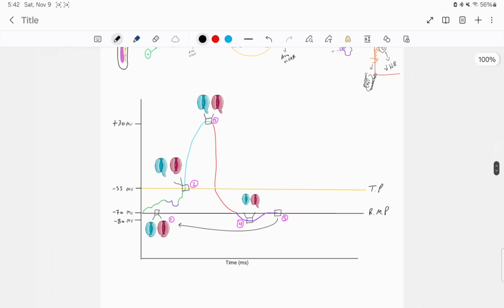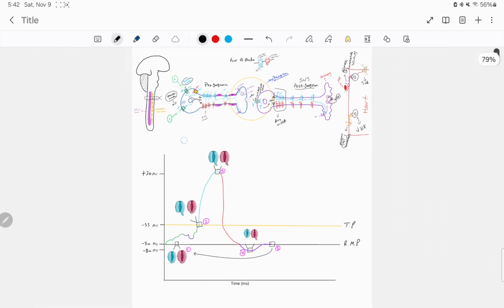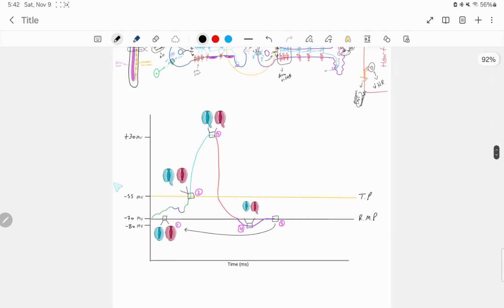But now we're going to take a look at this graph here and how it correlates to this diagram we drew here. So, just to orient you, on the y-axis we're going to have the millivolts, and on the x-axis we're going to have time in milliseconds, okay? So, negative 70 is your resting membrane, negative 55 is your threshold potential, okay? Positive 30 is the peak of depolarization, okay? Peak of depolarization. I'm not going to write this down. I need some more space later on, but you should know what that is.